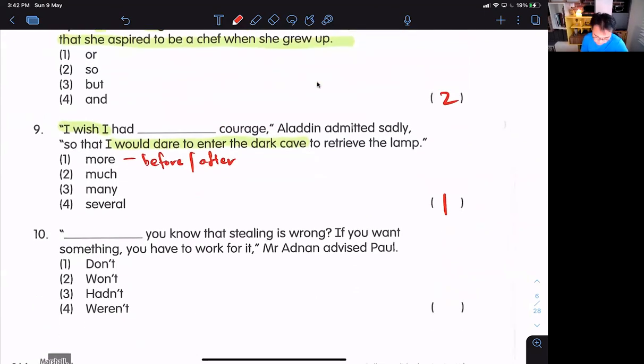Question number 10. Okay, answer is don't you know that stealing is wrong, right? Why is it don't? Because knowing is an action that you do, right? Do you know? Don't you know, right? So do and don't reflect actions, right? In this case, knowing that stealing is wrong is an action. So don't you know that stealing is wrong, right?